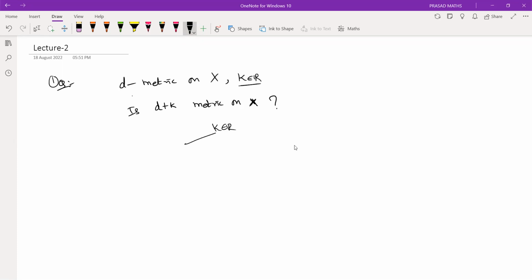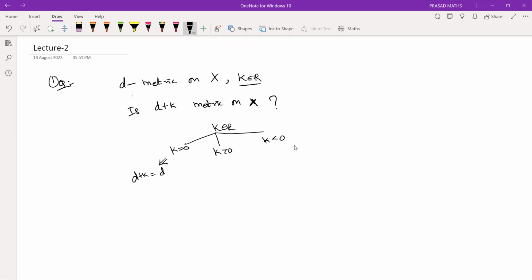So k is my real number. Therefore, by the trichotomy property of real numbers, k can be 0, k can be positive, or k can be negative. If k is 0, what is my d plus k?